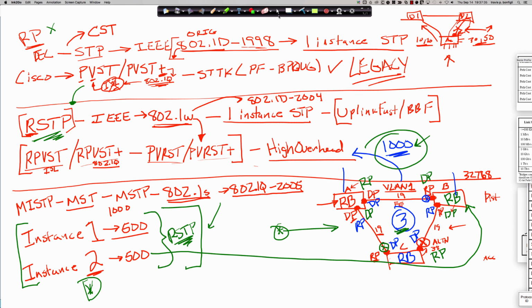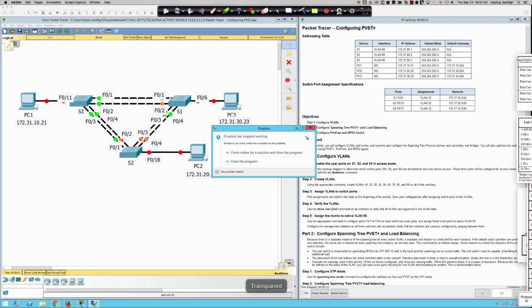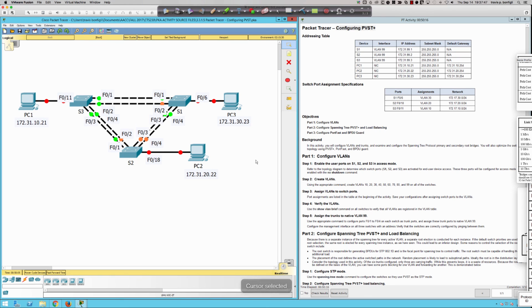Okay, so I am going to leave that there. In fact, I will screenshot that and upload that to our Canvas classroom. But let's transition back here to the activity.